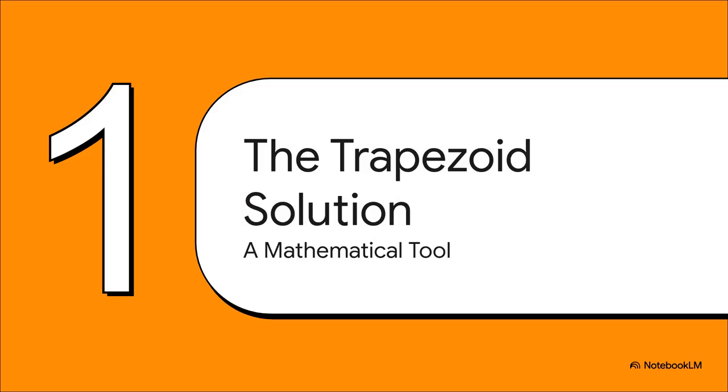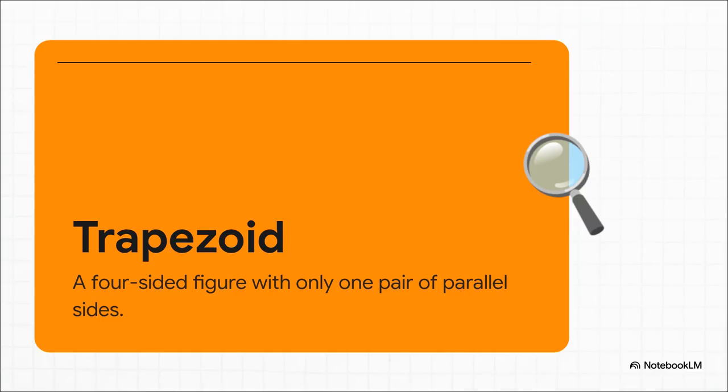And the key to unlocking this whole thing, the one mathematical tool we're going to be using, is the trapezoid. It's a shape you've probably seen a million times without even thinking about it. So what is it? Super simple. It's a four-sided figure, but with one special rule. Only one pair of its sides are parallel. Think of a tote bag or maybe a lampshade.